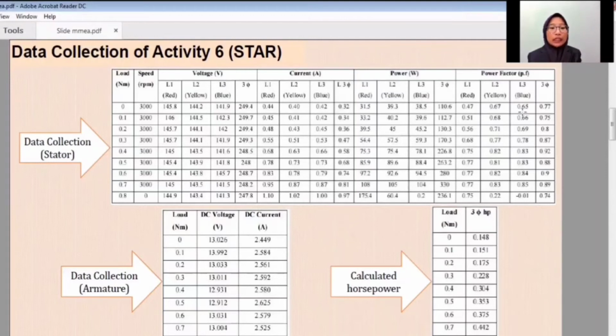The table of data collection for armature shows that the highest DC voltage was recorded at a load of 0.7 Newton meters and the lowest voltage at a load of 0.4 Newton meters, while the DC current obtained was 2.519 amps and 2.449 amps. For the calculated horsepower table, we get an estimated value between 0.148 to 0.442 by using the formula horsepower equals power divided by 746.